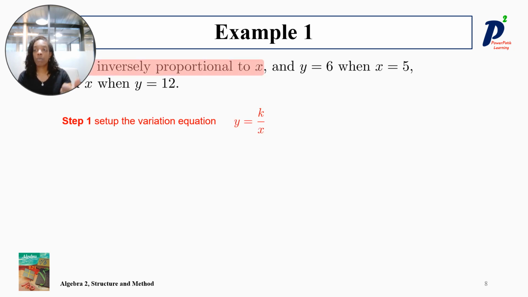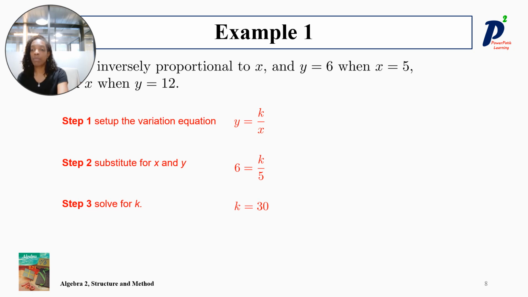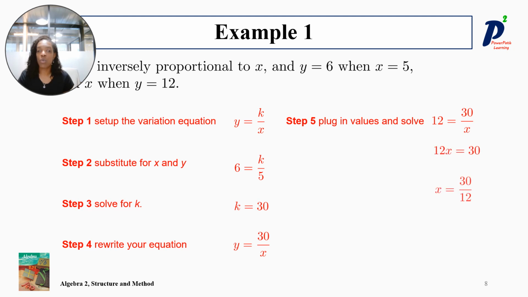Y is inversely proportional to x is y equals k over x. Then I'm going to substitute x equals 5 and y equals 6, so I can solve for my value of k. So k equals 30. Now I'm going to take that value of k and plug it back into my original equation, so I get y equals 30 over x. Now, I need to find out what x is when y is 12, so I'm just going to substitute y equals 12 in and solve for x. Okay.